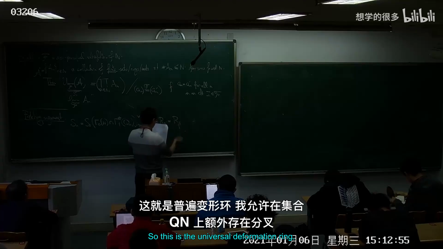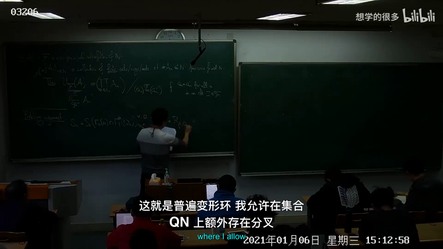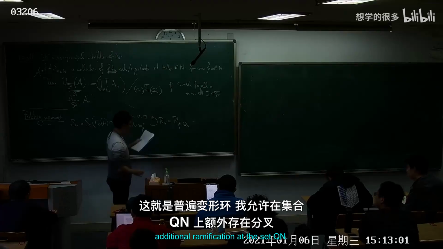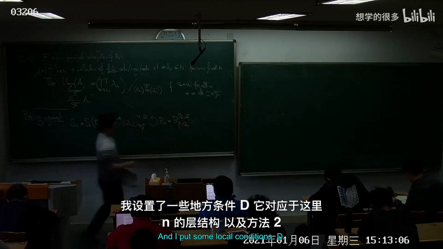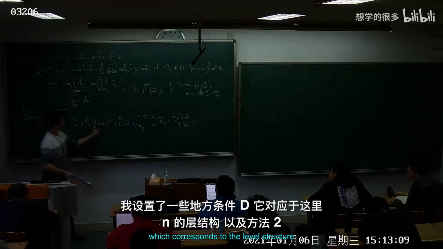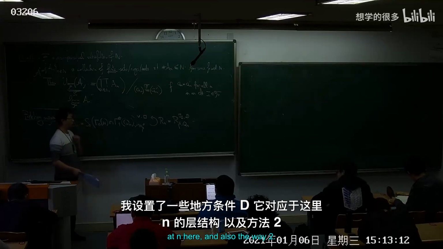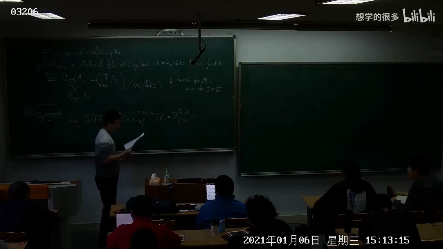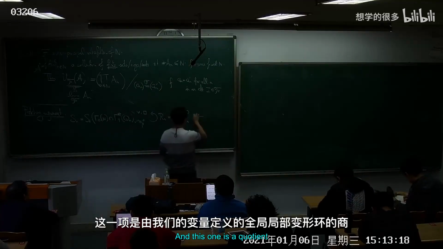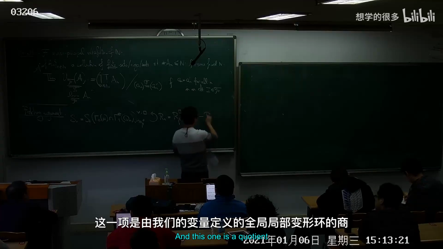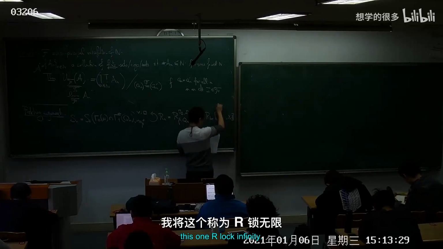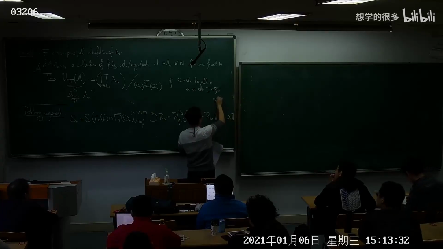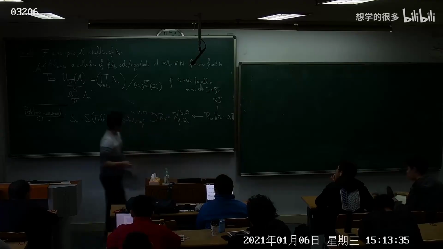So this is a universal deformation ring where I allow additional ramification at the set Q_n. And then I put framing at S, and I put some local conditions D, which correspond to the level structure at N here, and also the weight 2. And this one is a quotient of the universal local deformation ring in some R variables. I'm going to call this one R log infinity. Okay.